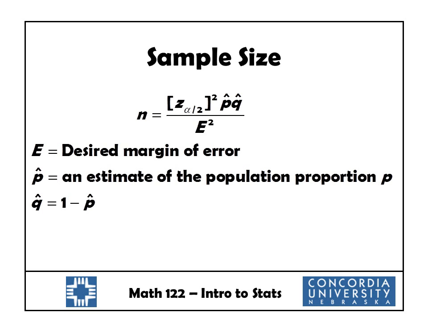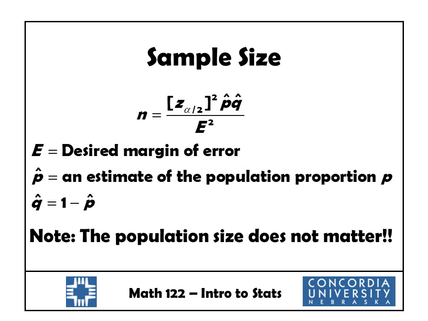This formula is just our formula for margin of error rewritten so that it's solved for n. And so here in this formula, we need e, which is our desired margin of error. That'll be given in the problem. P hat is an estimate of the population proportion P, and then Q hat is 1 minus P hat, and then Z sub alpha divided by 2 is our critical value corresponding to our confidence level.